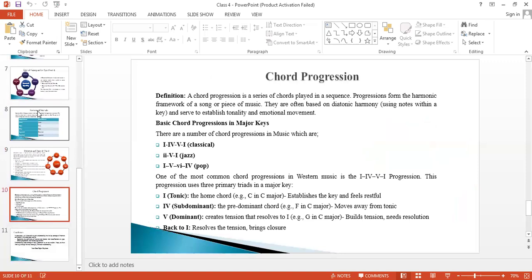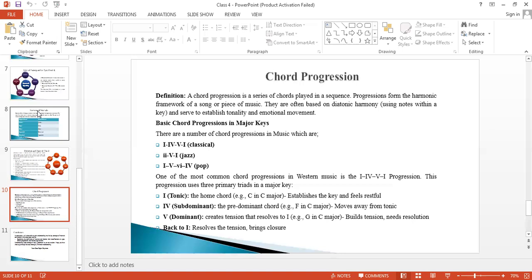We have something called chord progression. A chord progression is a series of chords played in a sequence. You have the sequence, you have the chord progression. Progressions form the harmonic framework of a song or piece of music. They are often based on diatonic harmony, that is using notes within a key, and serve to establish tonality and emotional movement. Basic chords that we use so much are chord 1, chord 4, chord 5, and going back to chord 1. And that's common for classical.